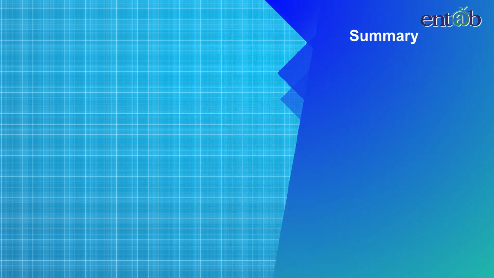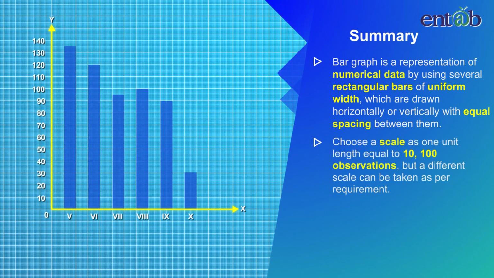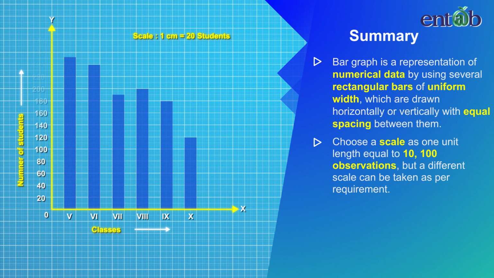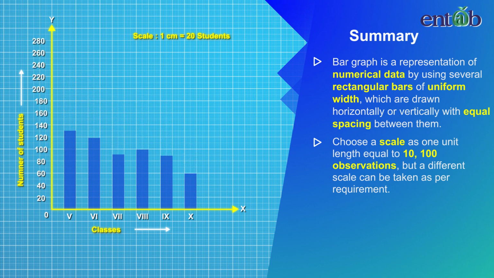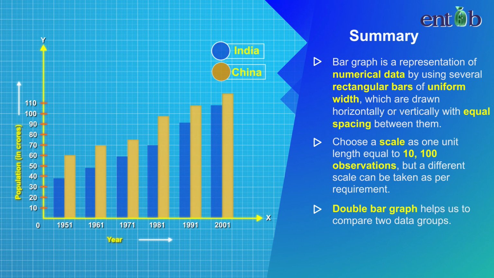Let's summarize what we have discussed. Bar graph is a representation of numerical data by using several rectangular bars of uniform width which are drawn horizontally or vertically with equal spacing between them. Choose a scale as 1 unit length equal to 10, 100 observations, but a different scale can be taken as per requirement. Double bar graph helps us to compare two data groups.